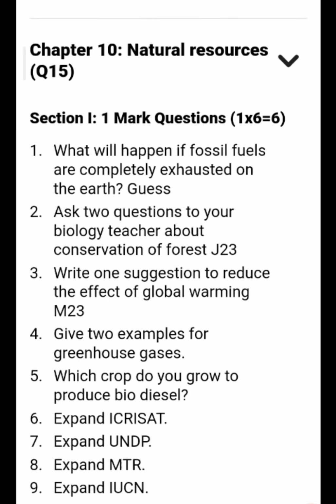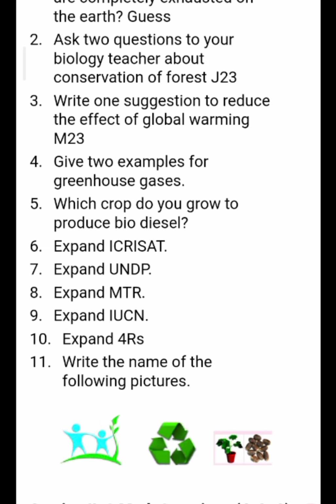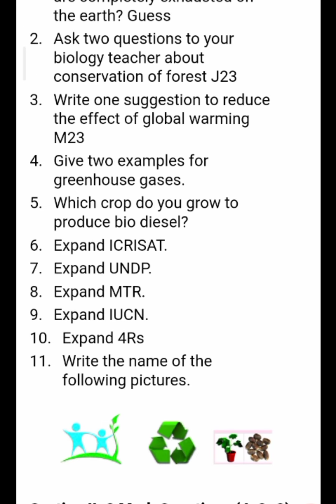Next, natural resources. 1 mark questions. What will happen if fossil fuels are completely exhausted on the earth? Guess. Ask 2 questions to your biology teacher about conservation of forests. Write 1 suggestion to reduce the effect of global warming. Give 2 examples for greenhouse gases.